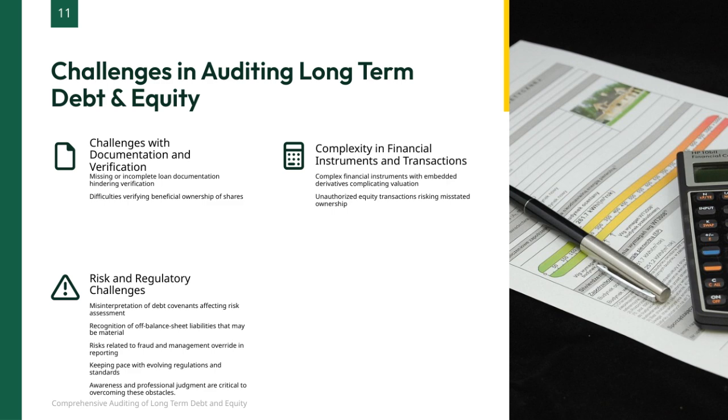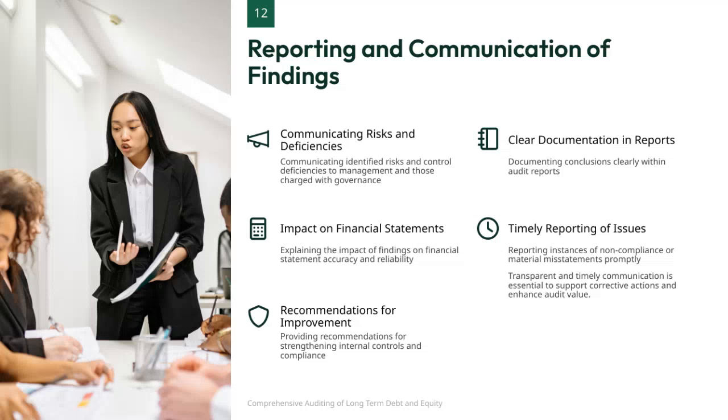Misinterpreting debt covenants can lead to incorrect assessments of risk. Off-balance sheet liabilities may be material but easily overlooked if not properly recognized. We also have to be vigilant about potential fraud and management override, which can distort reporting. Plus, regulations and auditing standards are continually evolving, so staying up to date and applying professional judgment is essential to navigate these challenges successfully.